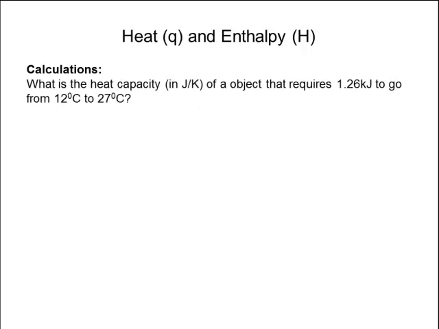Let's say I want to know the heat capacity of an object that requires 1.26 kilojoules to go from 12 degrees Celsius to 27 degrees Celsius. Well, in this case, since I'm not given a mass, I'm going to use Q equals C delta T. Plug in what I know, solve for that capital C, and end up with 84 joules per degree Celsius. So that would be the heat capacity for that object. Okay, so those are some basic calculations using Q equals ms delta T and Q equals C delta T.